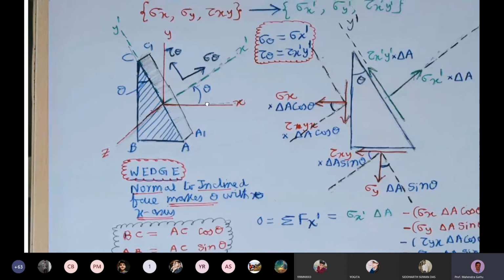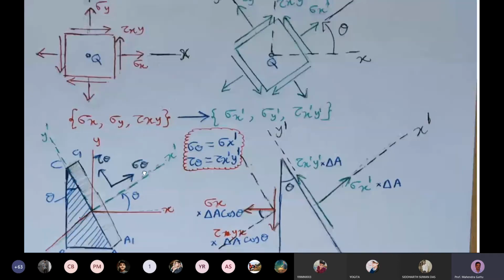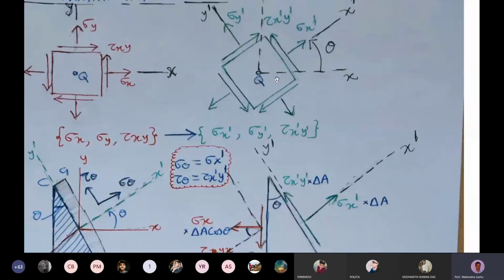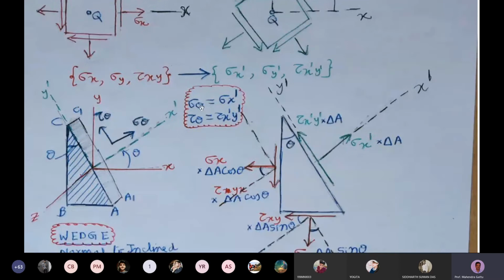Before going there, let's look at the inclined surface, where we have two components, sigma theta and tau theta. If you look at the stress diagram for the inclined surface, we have sigma x prime and tau x prime y prime. So what we can say is this sigma theta is equal to sigma x prime, and similarly tau theta is equal to tau x prime y prime. Okay, so this is one relation we can obtain.